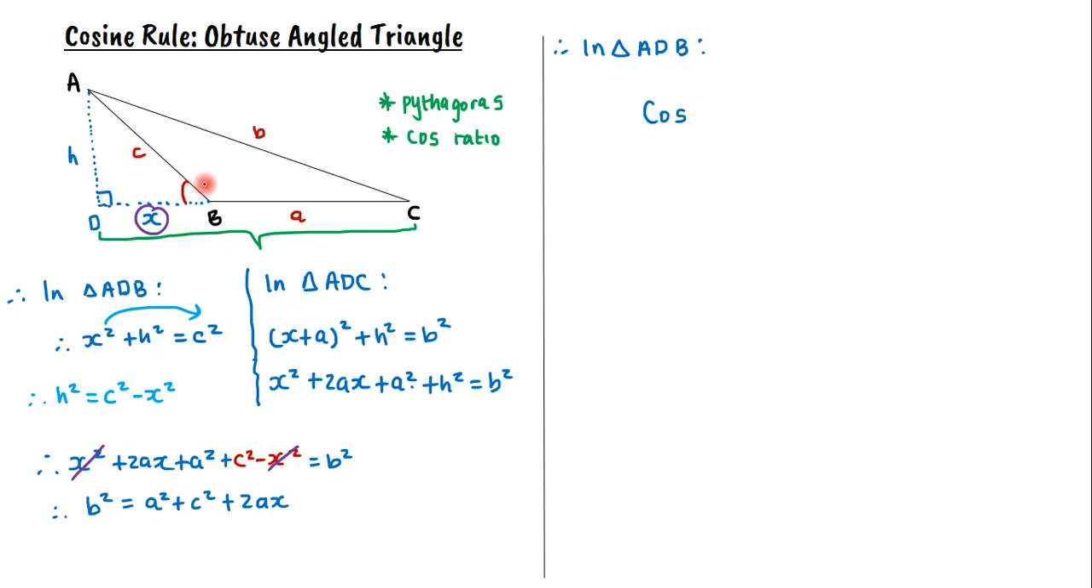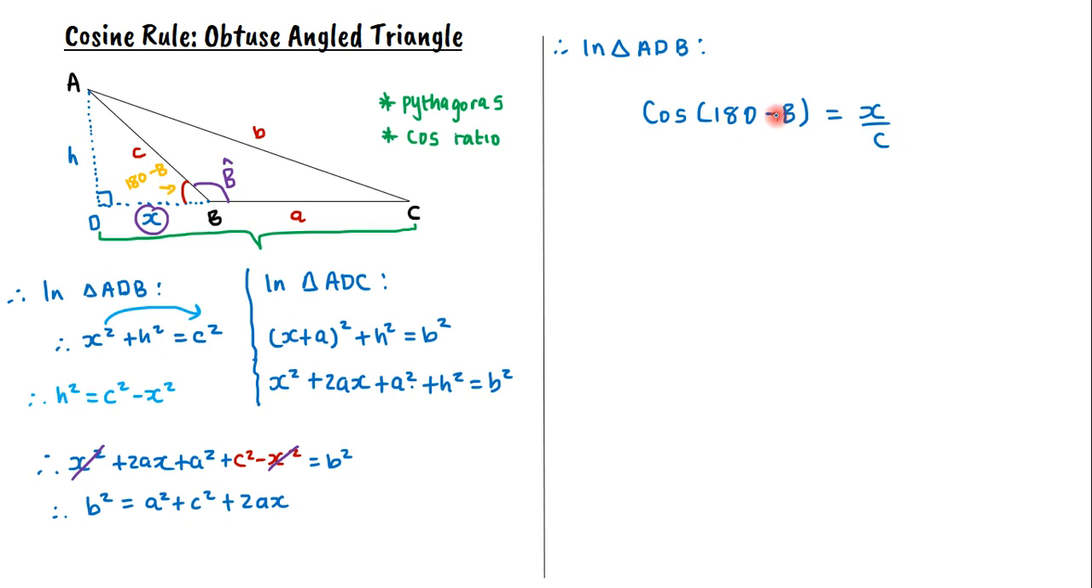Now how do you write that angle? If this angle was already angle B, then to get this angle we need to subtract B from 180. So the angle we're looking for is 180 minus angle B. That is the angle we're going to be using here. We're going to say cos of 180 minus B is equal to, our adjacent being x and the hypotenuse being c.